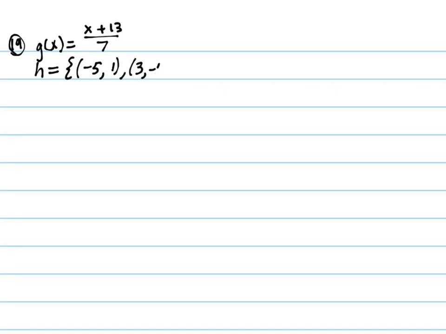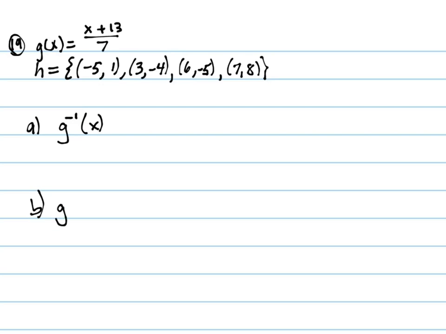Okay, so 19 has several pieces. It says g of x equals x plus 13 over 7. It says h is a series of ordered pairs: -5, 1; 3, -4; 6, -5; and 7, 8. And then there are basically 3 questions it asks. The first question is, what is g inverse of x? The second question is, what is g inverse of g of -6? And the third question is, what is h inverse of -5? Did I get them all written in there?